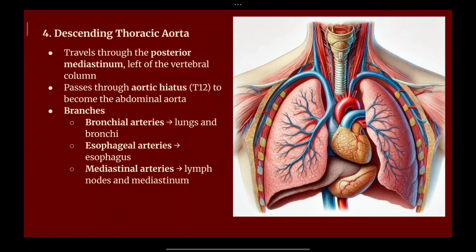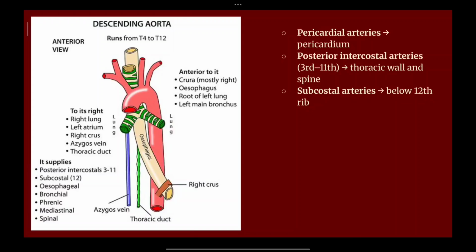Here the bronchial arteries supply the lungs and the bronchi with oxygenated blood. Esophageal arteries, as the name says, supply the esophagus. Then the mediastinal arteries are going to supply oxygenated blood to the lymph nodes and the mediastinum. Pericardial arteries are going to supply the pericardium, the protective layer of the heart, the outer layer of the heart, wherein it keeps the heart fresh and from collapsing or from the amount of work that is being done by the heart.